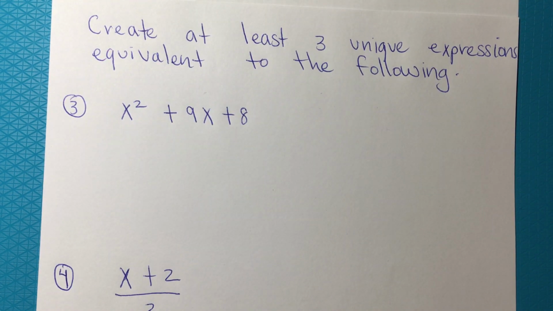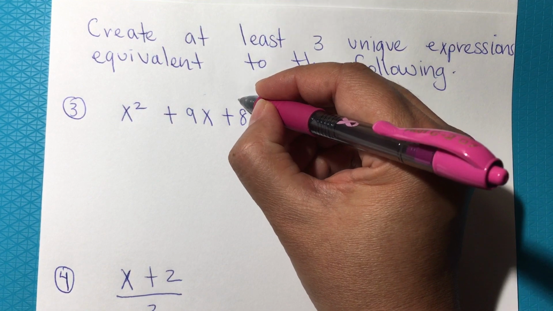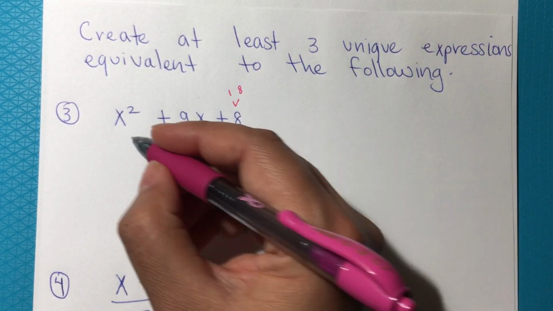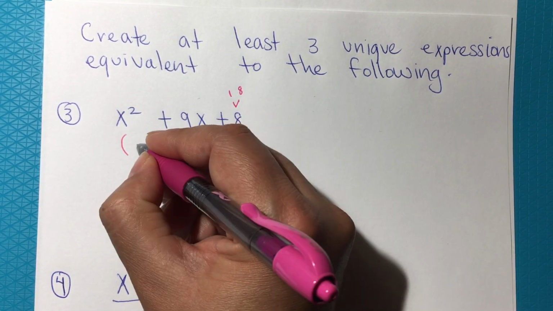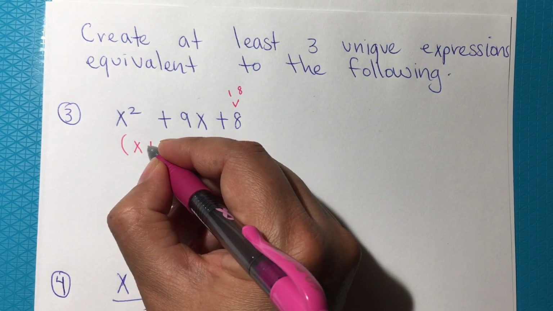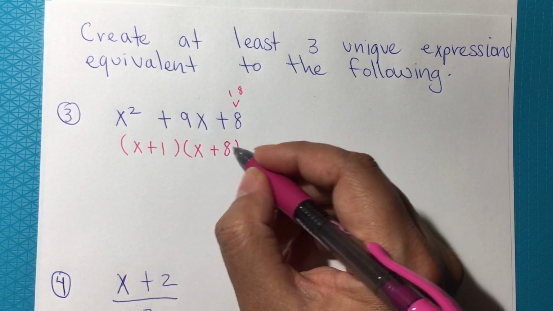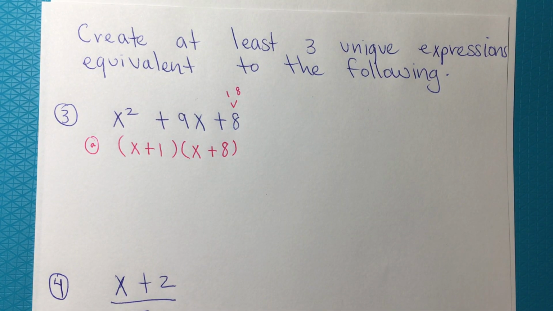For the next one, it says create at least 3 unique expressions equivalent to the following. And the first thing that you want to see is, can they be factored? Okay, so in here, 1 times 8 is 8 and 1 plus 8 is 9. So another way of rewriting this is by having it factored as x plus 1, x plus 8. So that's one way. Let's put it as A. Another way is that you can make it into a fraction.